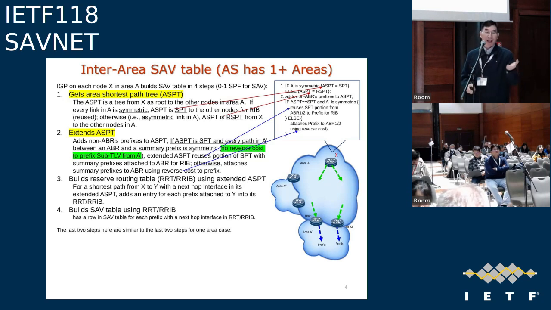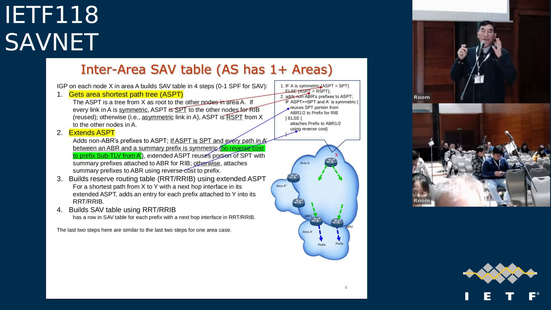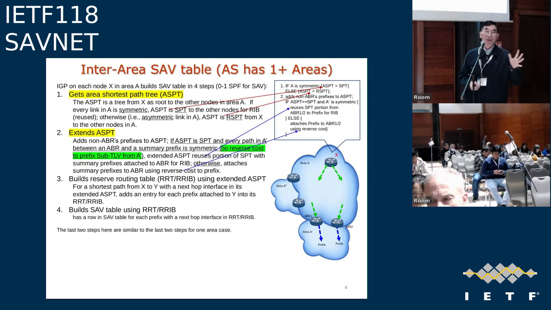So these are four steps. At step one, we get an area shortest path tree. So this area shortest path tree is from myself to the other nodes in my area. If the links in this area are symmetric, then we just use the existing shortest path tree for the routing table. Otherwise, we build a reverse shortest path tree from myself to the other nodes in the area. So that's step one.